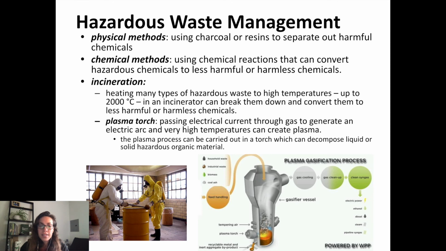Hazardous waste systems don't operate in the same way as a municipal waste incinerator. You have to superheat the material, send it to really high temperatures to break it down. One of the methods to do this now is the plasma torch, basically passing electrical current through a gas to generate an electrical arc to create a plasma through that material, which is going to have a very high temperature and can break down liquid or solid hazardous materials.